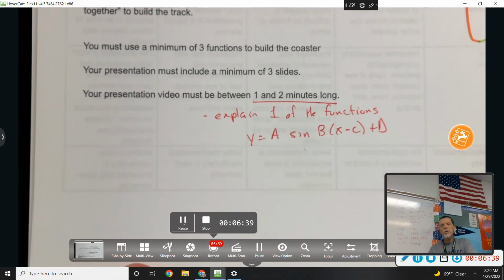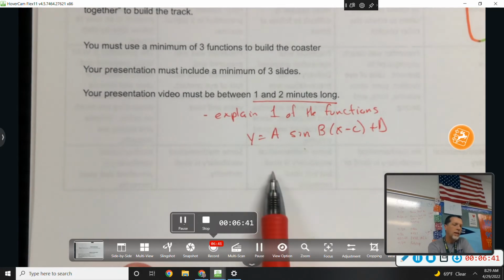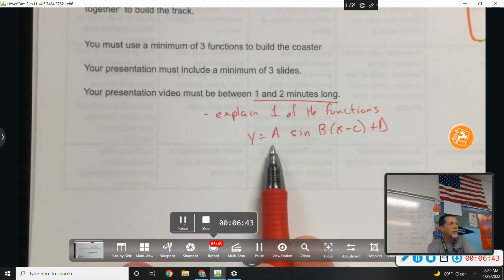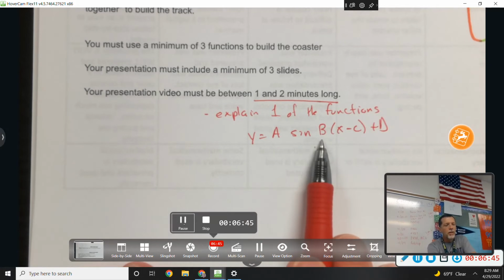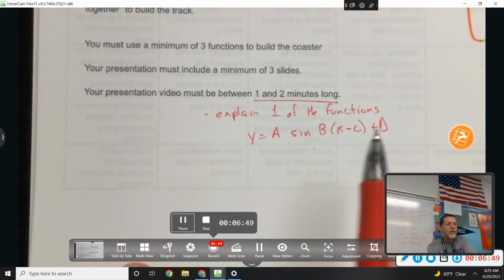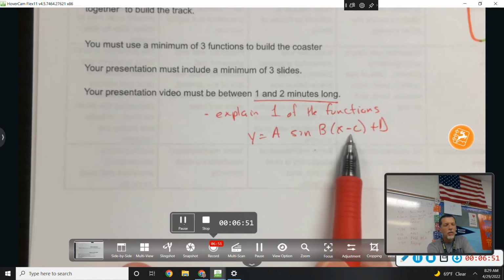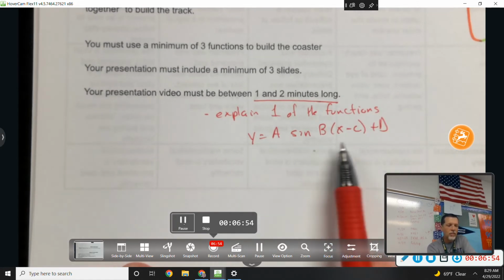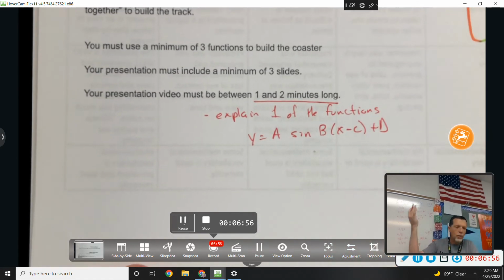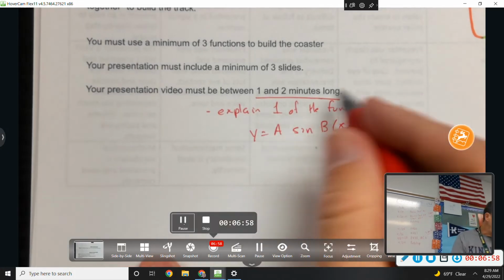You'll have at least 3, but take one of them and explain that there's a 7 there. That's the amplitude. B is equal to 2. That controls the period, which makes the period whatever. The phase shift is 12. That moves it over to the right 12 or left 12 or whatever. So that's one thing you can do.